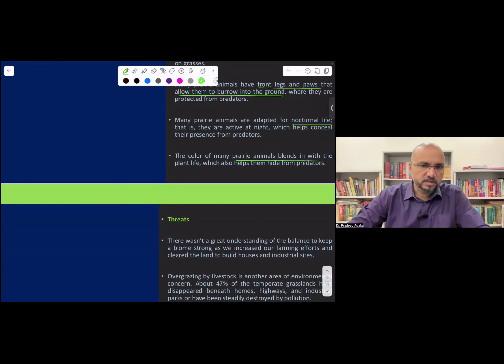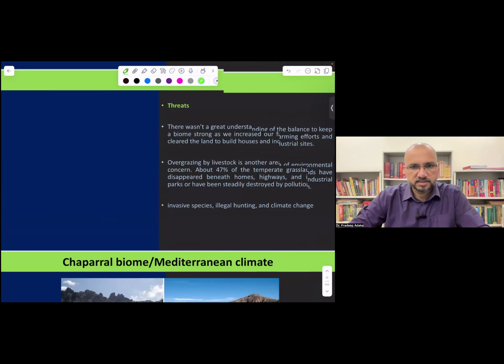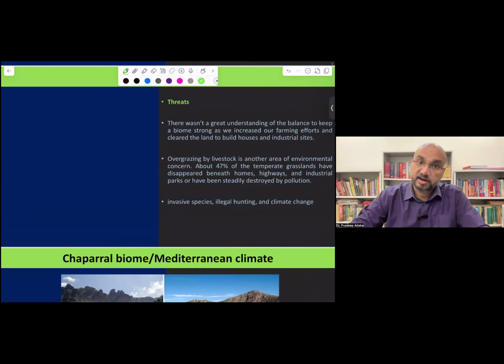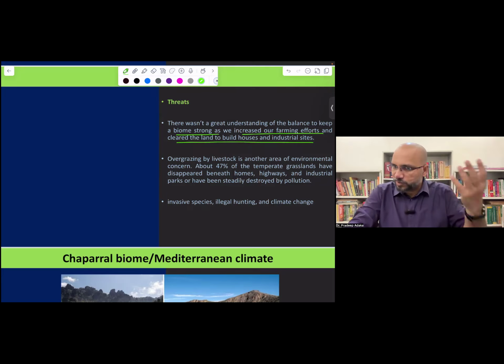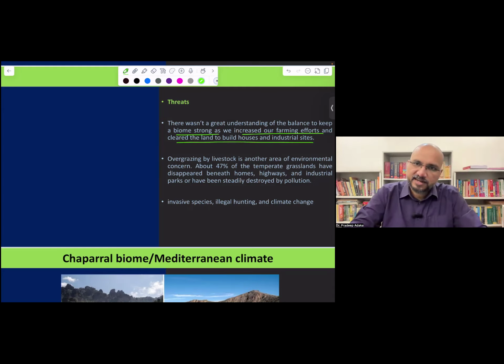Now threats. One of the most important threats is cultivation, agriculture, farming. These are very fertile lands. So grasslands are converted into agricultural lands. There wasn't a great understanding of the balance needed to keep a biome strong as we increased our farming efforts and cleared the land to build houses and industrial sites. Initially, concepts like sustainable growth were not there. So we cleared the grasslands and converted them into farmlands.